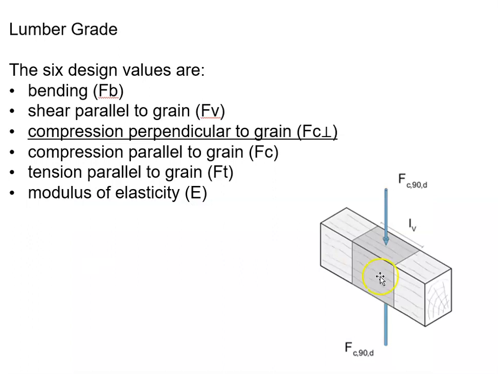Compression perpendicular to the grain. So the grain runs this way, and here is compression. So there's an arrow on the other side of this. We can't see through the trunk or through the tree, through the timber, pushing up. So two arrows facing each other, compression perpendicular to the grain. Grain runs this way, the pushing is coming in perpendicular to it.